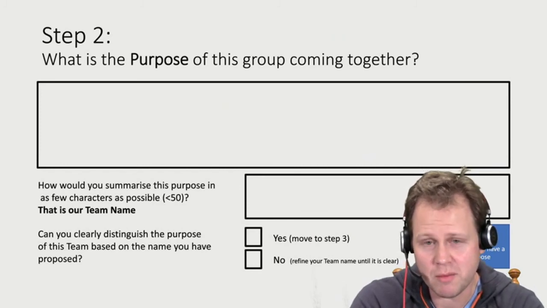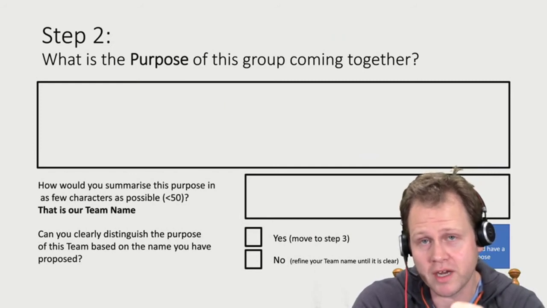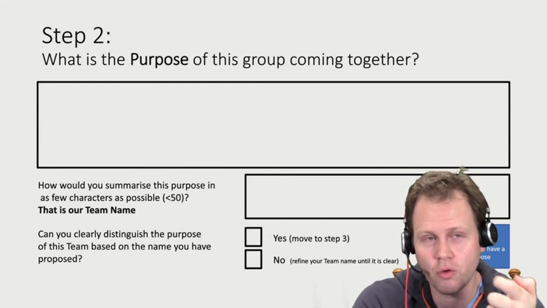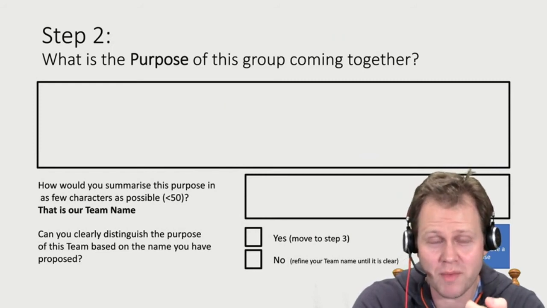Is it possible to summarize this in less than 50 characters? If so, that's a great team name that we could put in place here. Don't create your team name with a whole heap of prefaces for your organization, department, location, like your state or region, and then the team name. You want the most important information on the left-hand side.